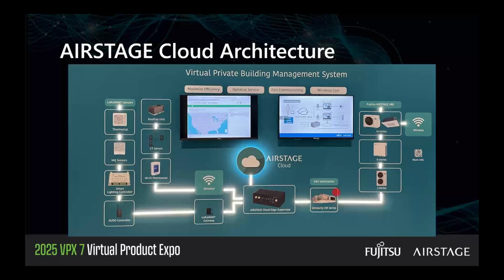If you happen to have Ventacity HRVs or ERVs on your job site, those will also natively connect through a BACnet gateway into our AIRSTAGE Cloud. So we can accommodate all of our Fujitsu products, but what about third-party products? When we go out and look at a job site, we might have rooftop units and outdoor air demands. We can accommodate a lot of that as well.